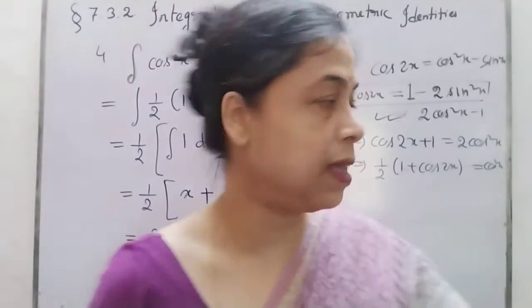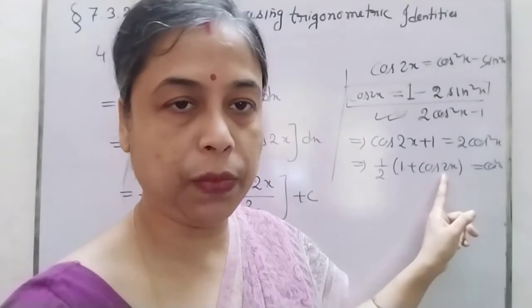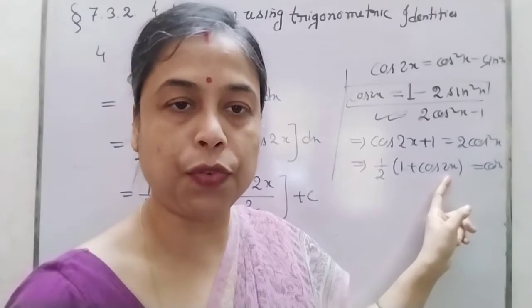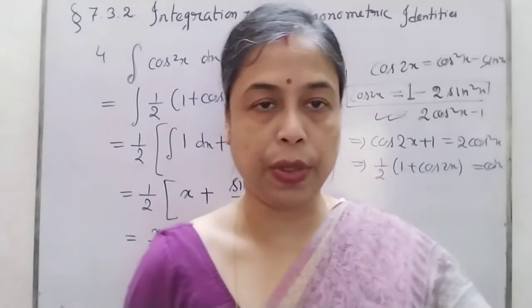Instead of x, if you have twice x, here also we have to change it in terms of twice x. 2 of 2x, that is 4x. Like that we can do it.